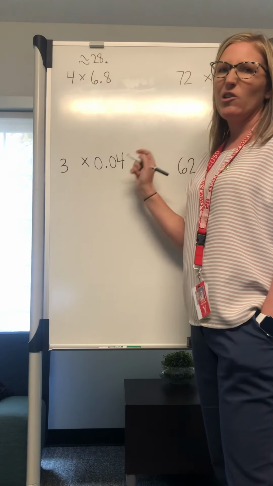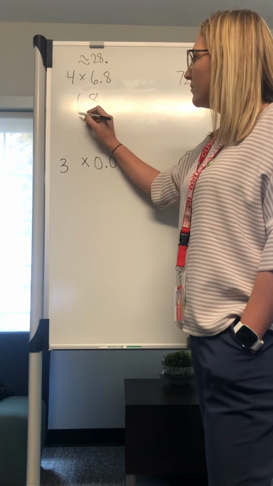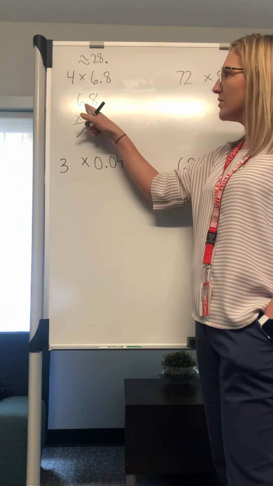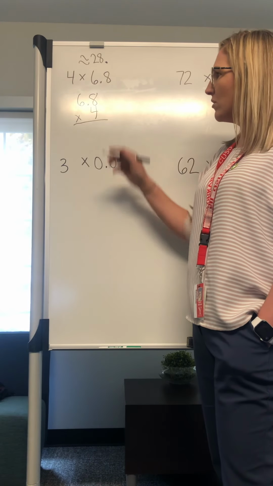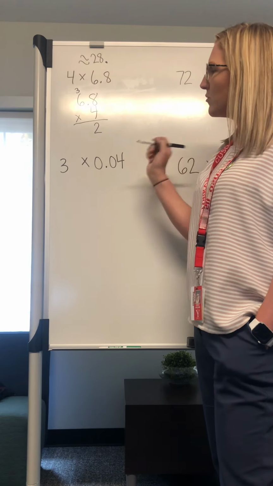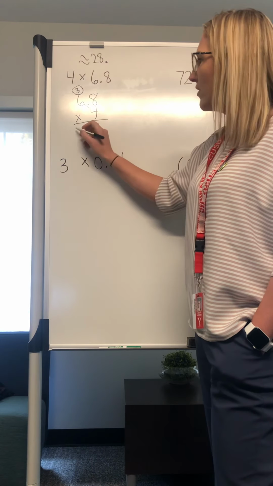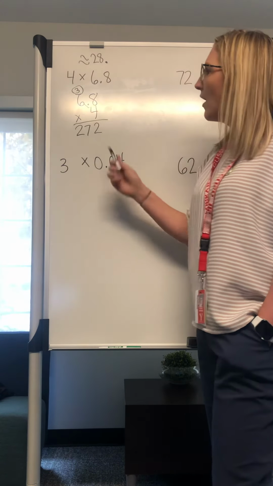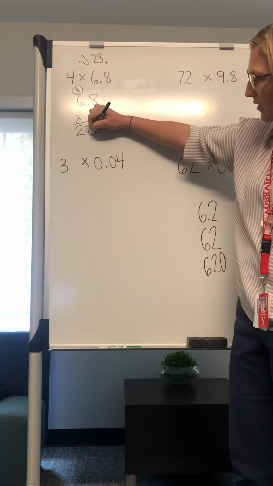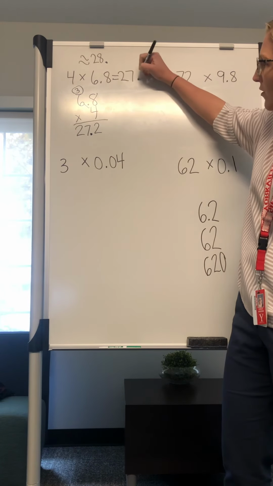If you need to find out exactly what this is, you can line this up in the traditional model and just pretend that that decimal place isn't there. So 8 times 4 is 32. Bring the 2 down, carry the 3. 6 times 4 is 24, plus 3 more is 25, 26, 27. And again, I know where to put my decimal because of my estimation. So the actual product is 27.2.